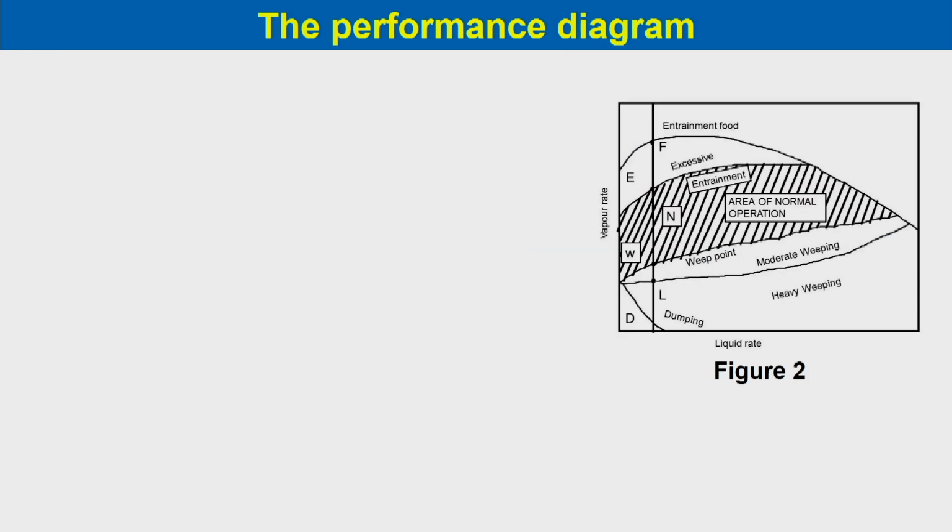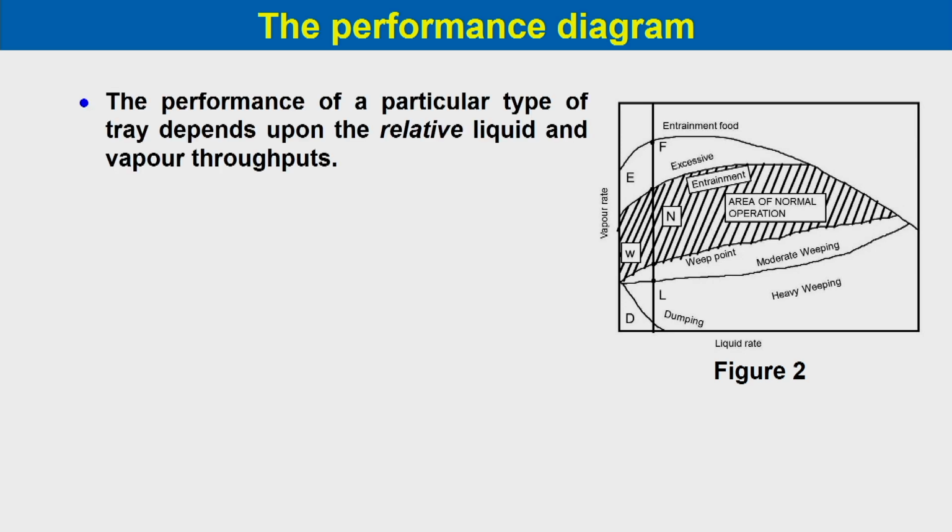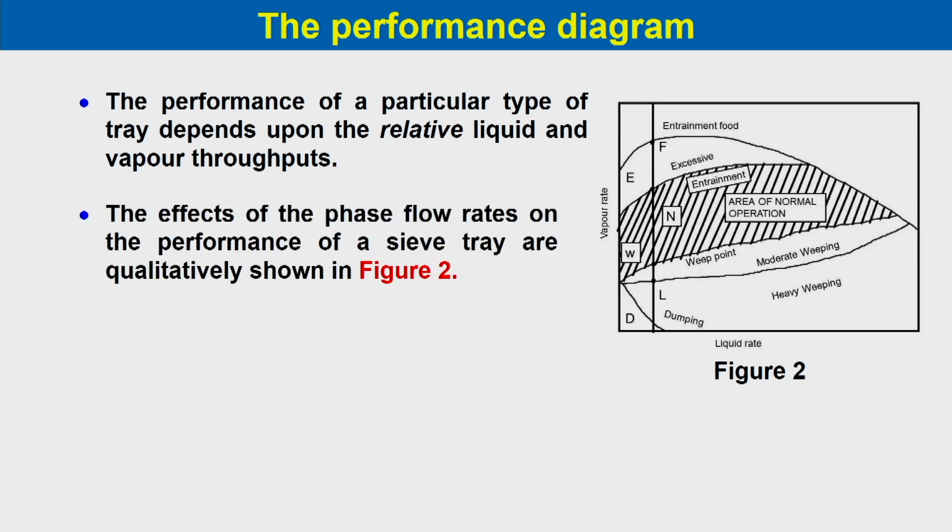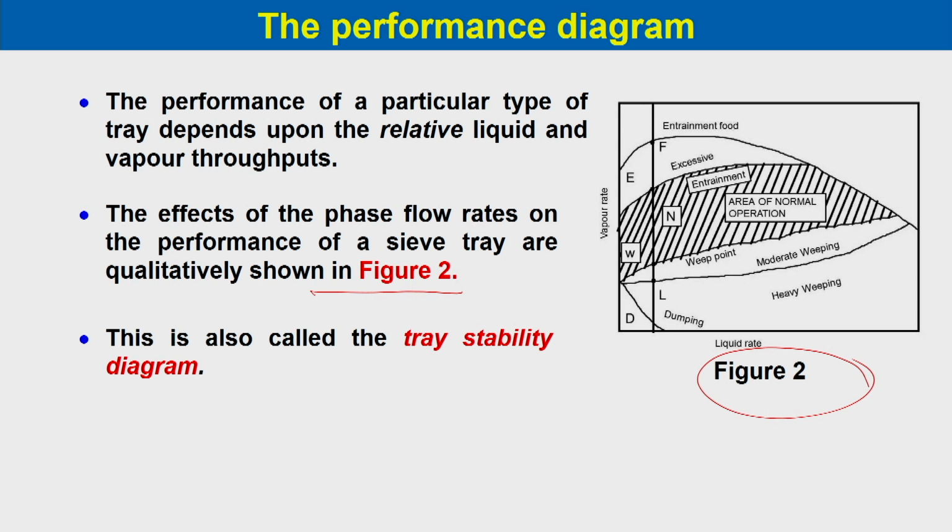Now, let us see the performance diagram. Here you can see how the column can perform under different vapor and liquid rates. The performance of a particular type of tray depends upon the relative liquid and vapor throughputs. The effects of the phase flow rates on the performance of a sieve tray are qualitatively shown in this figure, figure 2. This is also called a tray stability diagram.